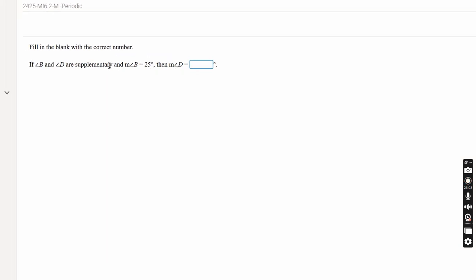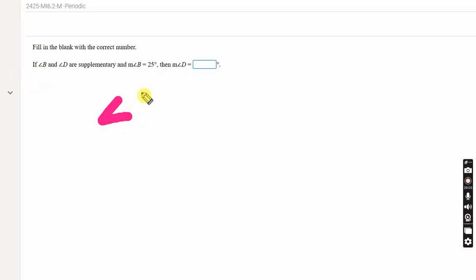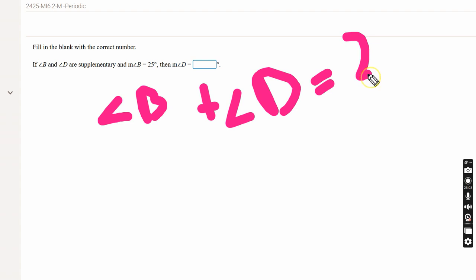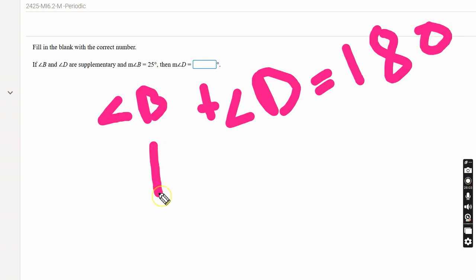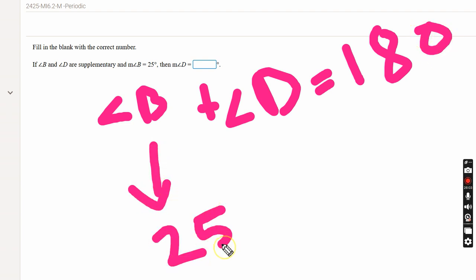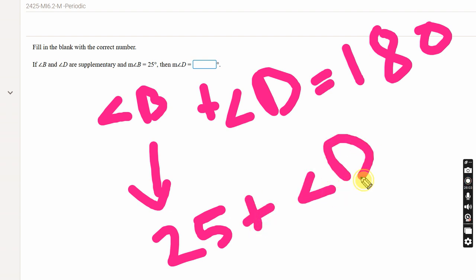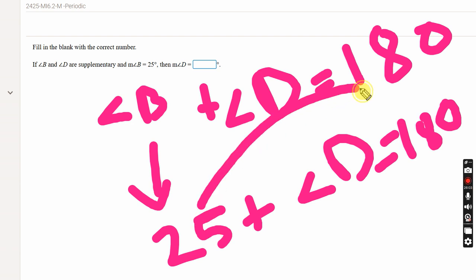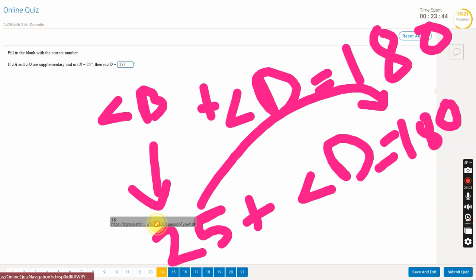The next one, again, they're supplementary. You know, measure angle B plus angle D is equal to... I mean, sorry, what 25? It's equal to 180. Now we know that one of these is 25, and measure angle D is what we don't know, right? Is equal to 180. So what are we going to do? We're just going to take it to the other side. 180 minus 25, because 25 is positive. When you take it to the other side, it becomes negative. So 180 minus 25, which is 155.